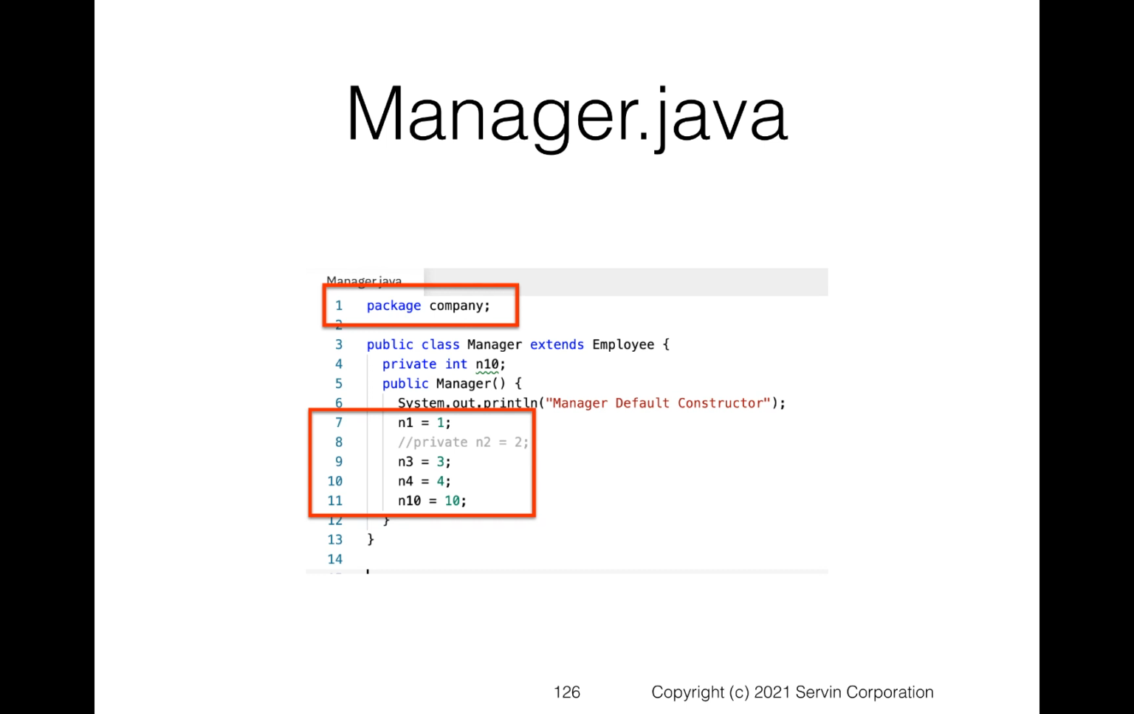On the other hand, at line number 9, n3 was protected. Protected can be accessed anywhere in the package, and since they're in the same package company, it can access that. And at line number 10, with it being public, it can access that. And finally, at line number 11, notice that the manager has a private value at line 4 that has n10, and of course it can access that.